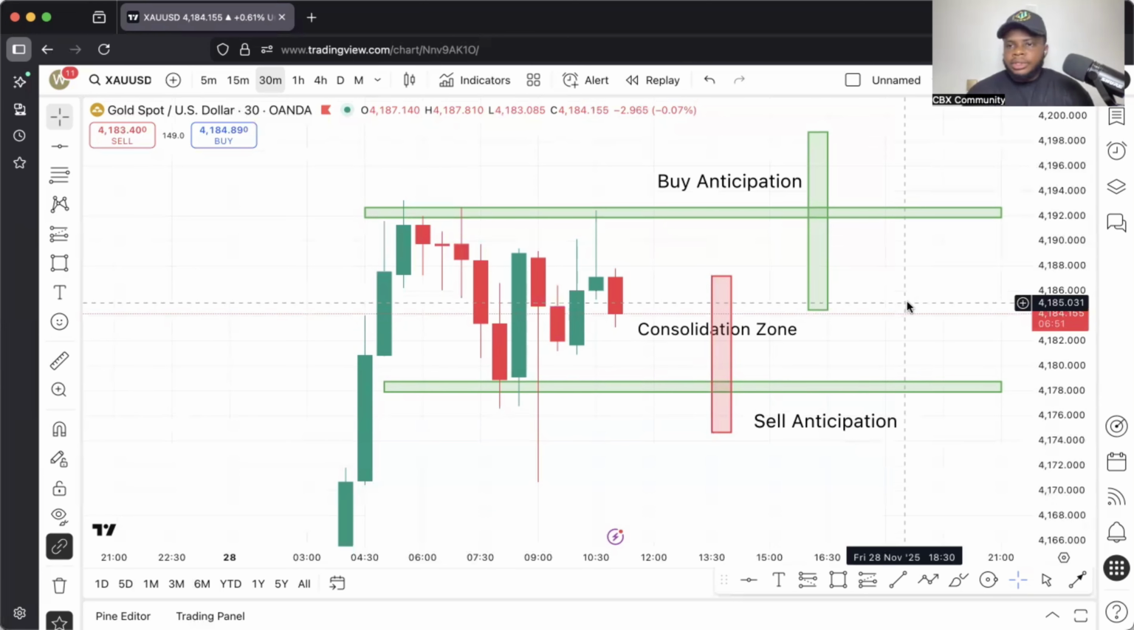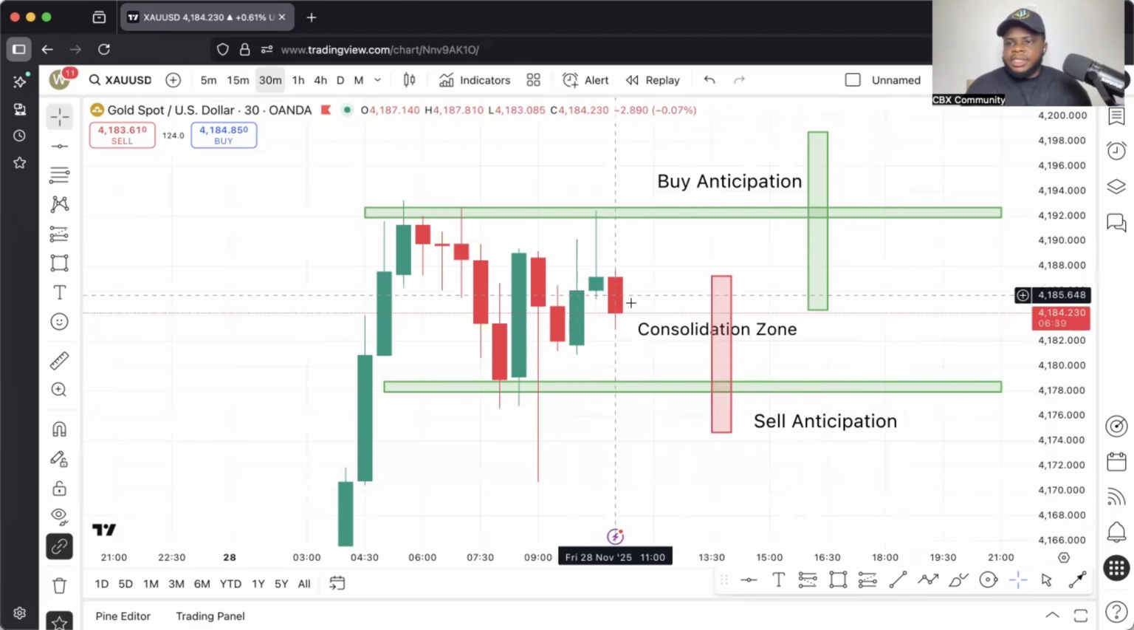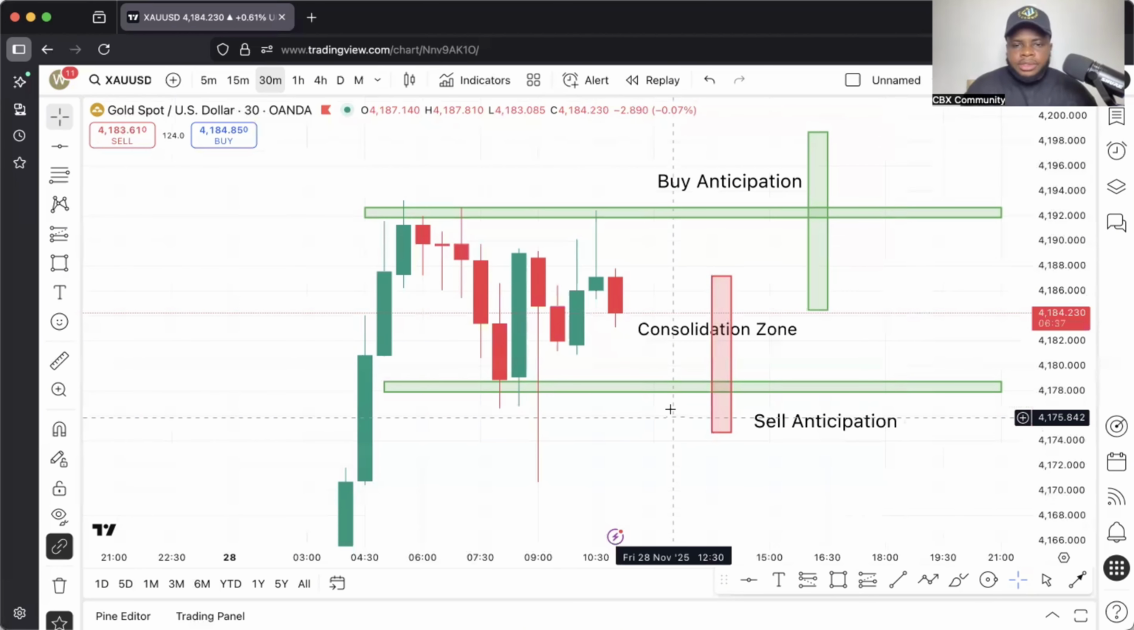I'm just looking at my other screen. I love to have an idea what the market is saying. This recent 30-minute candle is left with 6 minutes before this candle will close. So let's just be patient.